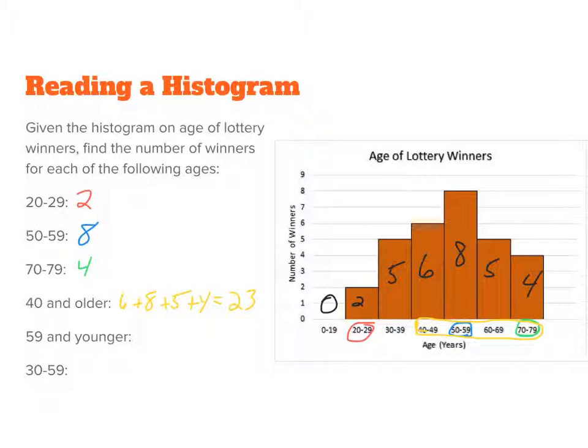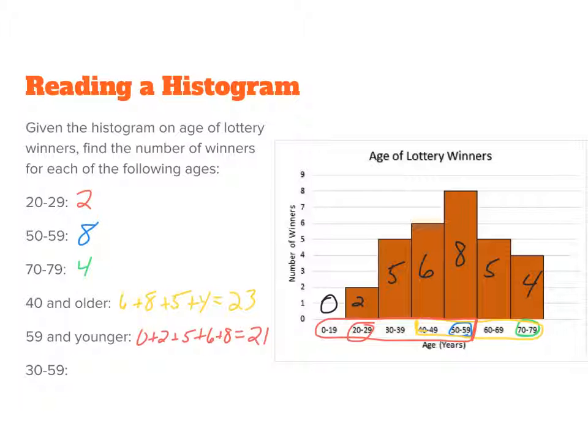I can do the same thing with 59 and younger. 59 is right here, and younger means I take everything that's younger than 59. So I've got 0, 2, 5, 6, and 8. And I add all of those up together to find my answer, which is 21.